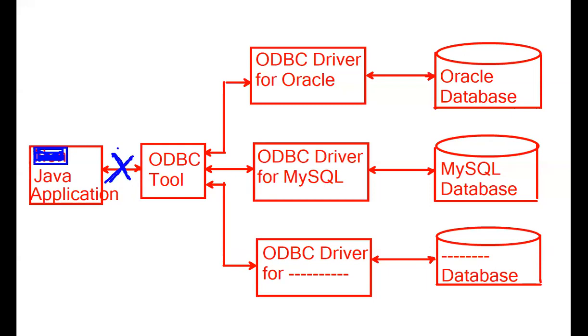So here, what they did: the Java application passes an instruction, and ODBC is not understanding. So one software was developed, one translator. The Java application's instruction is passed to this translator, and the translator translates it into an ODBC-understandable format. Like that, the problem is solved.